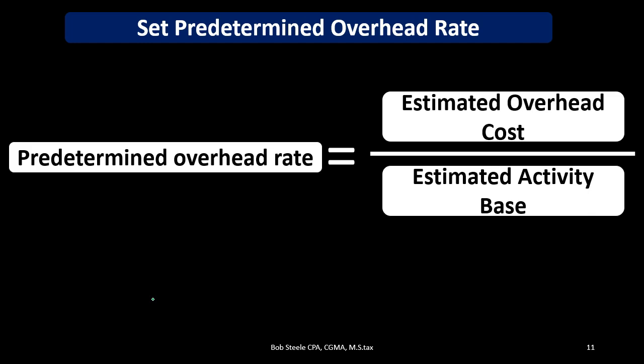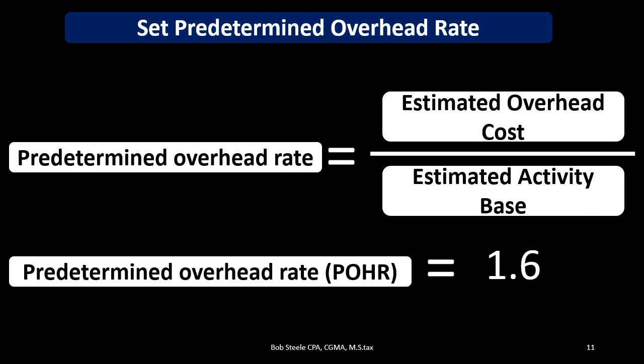Notice what we're not doing here. We're not just saying, oh, there's two processes, let's just divide it by 2. We could do that, but it might not be the most appropriate way to do it, because they might be processes that are not equal in value, and therefore we would use some type of activity base to apply out the overhead properly to the two items.